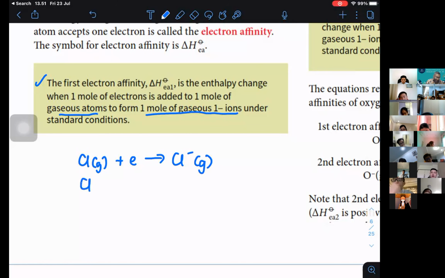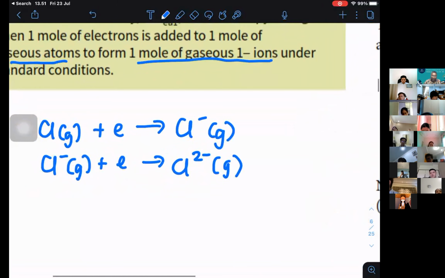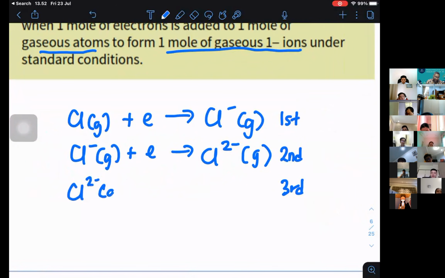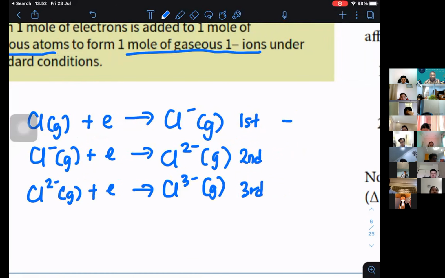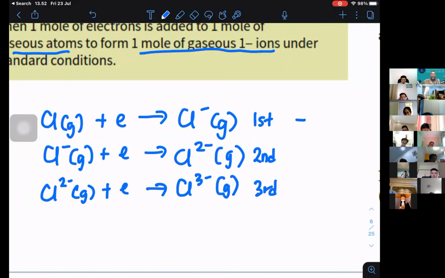But the second electron affinity is Cl-. If I have the gas, when I add another electron, I am going to get Cl2-, which is also in gas. So that is going to be my second electron affinity. What you need to take note of is the first electron affinity, the second and the third. If we happen to have the third one, Cl2- gas plus electron gives Cl3- gas. The first electron affinity is going to be negative, because we are adding the electron and forming bonds.